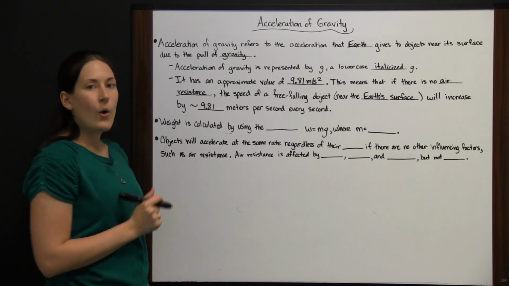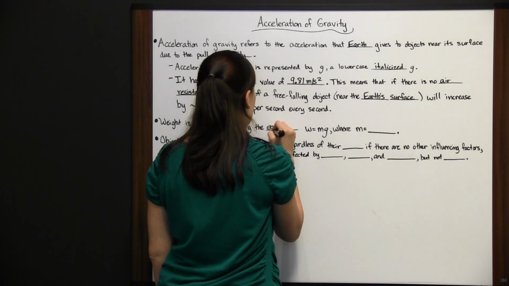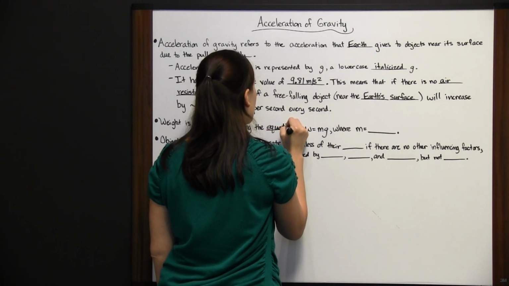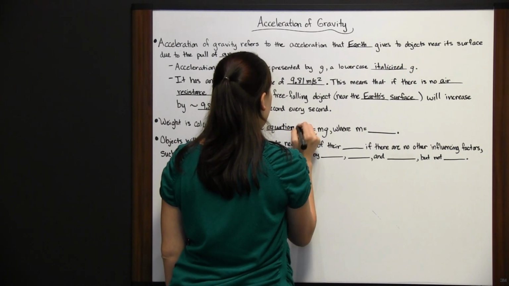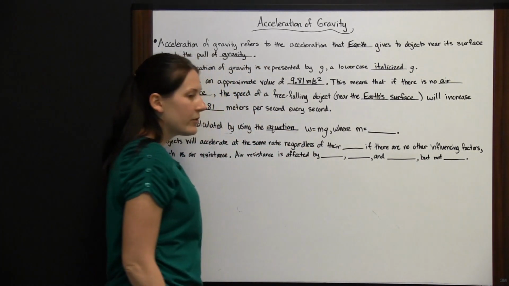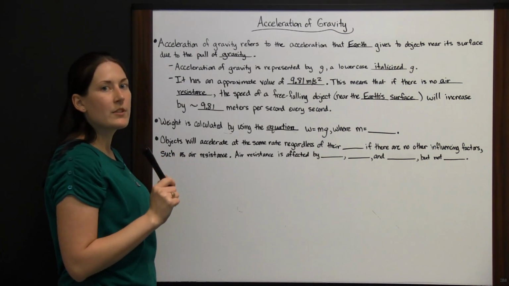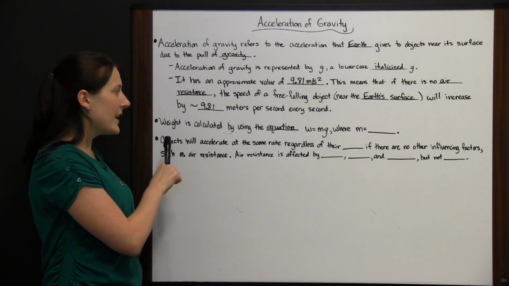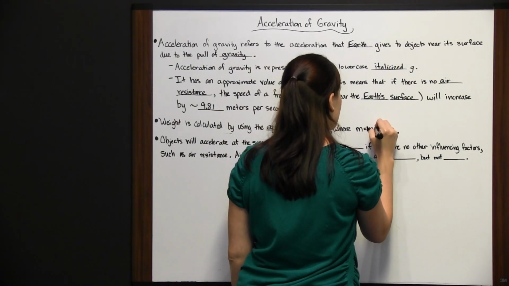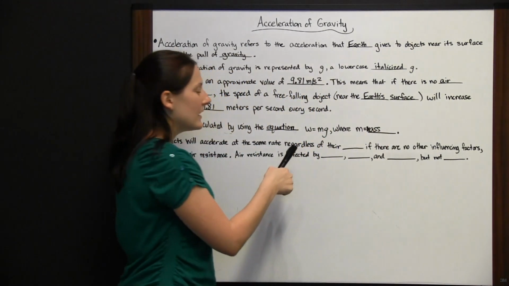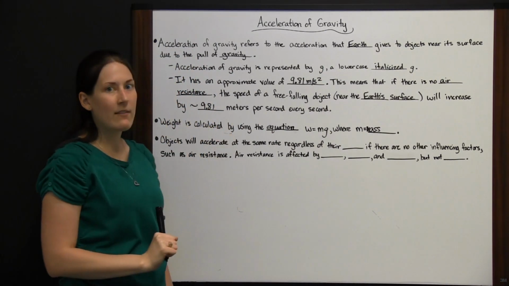For instance, weight is calculated by using the equation W equals mg, which means m times g. W, this little w, is weight. Remember, a big W represents work. Little w equals weight. M equals mass. And the lowercase italicized g represents the acceleration of gravity.